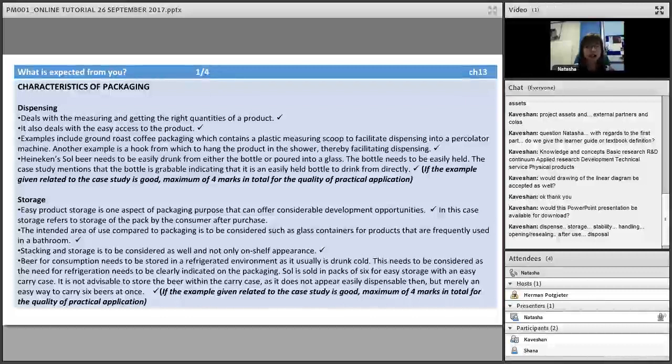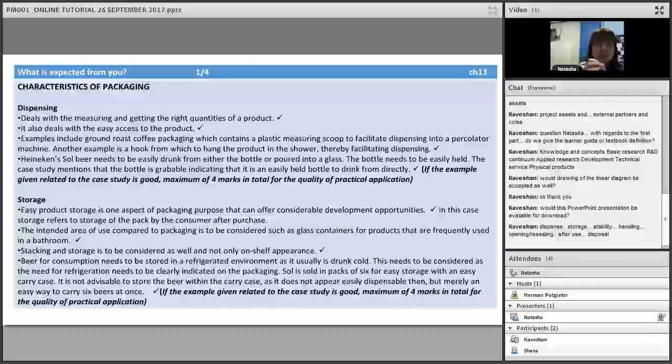It's the dispensing, the storage, stability, handling, opening, receiving, after use, and disposal. All right. And we need to have a clear theoretical explanation of what needed to be included here. Now look at the amount of marks that get awarded for each aspect to be discussed. So that's why you need to have a grasp of the theory. And it is 3 marks for each theoretical aspect to be discussed and 1 mark for application. So remember when you study this to provide enough theory.